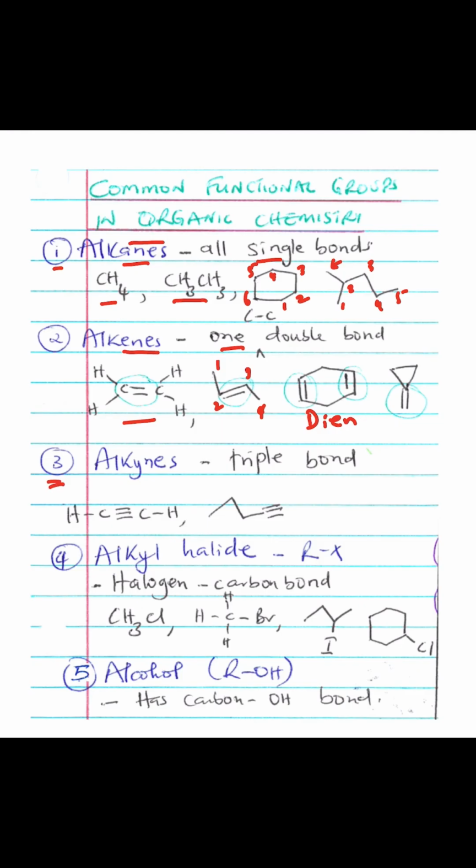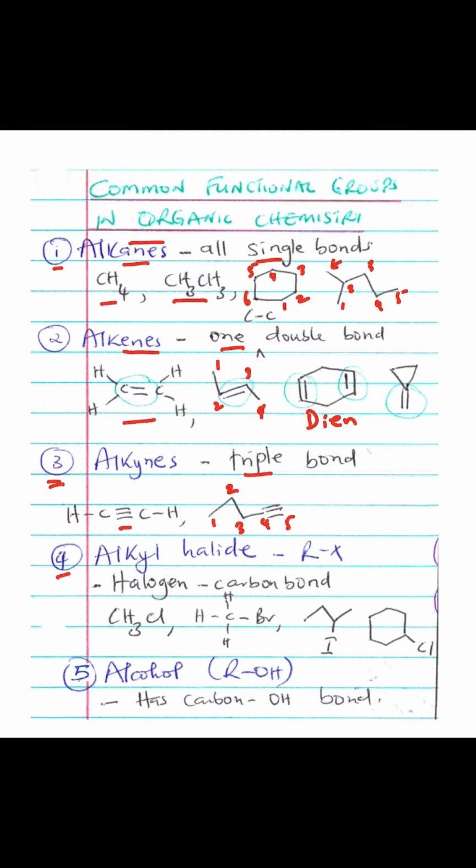Number 3, alkynes. Alkynes contain triple bonds. As you can see here, we have a carbon-carbon triple bond. And here we have 1, 2, 3, 4, and 5 carbons. So between carbon number 4 and number 5, you have a triple bond. So carbon number 4 and 5 are alkyne carbons.